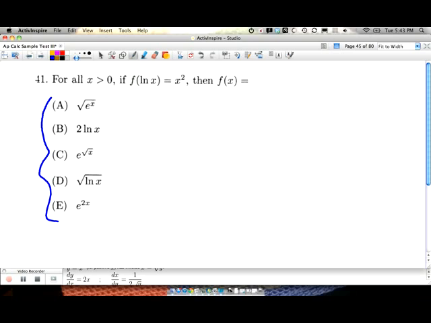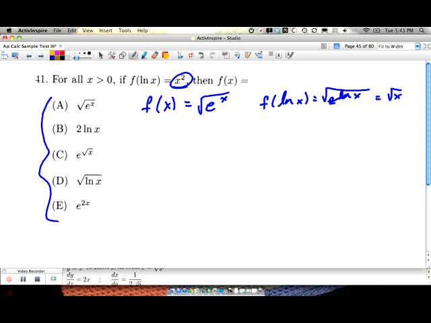So let's look through the answers and see what they would be. Let's say that f of x was e to the x, square rooted. Then f of natural log of x is going to be the square root of e to the natural log of x. And e to the natural log is going to reduce, and then we've got square root of x. Well, that's not what we need. We need x squared. So this one is out. Then we go to the next one.